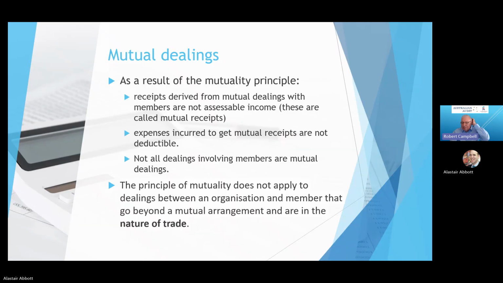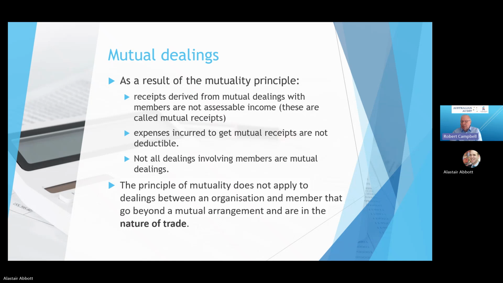Next slide, please. So as a result of the mutuality principle, receipts derived from mutual dealings aren't assessable income. They're called mutual receipts. Expenses incurred to get mutual receipts are deductible. However, not all dealings involving members are mutual dealings.